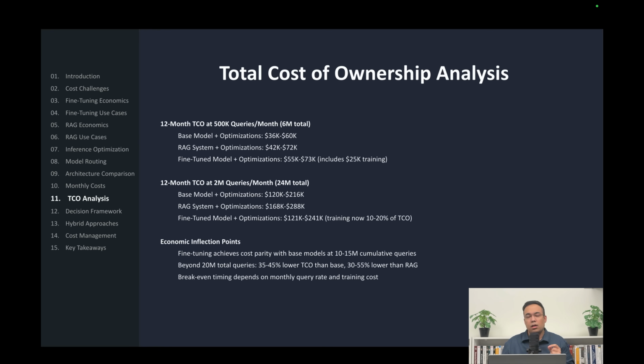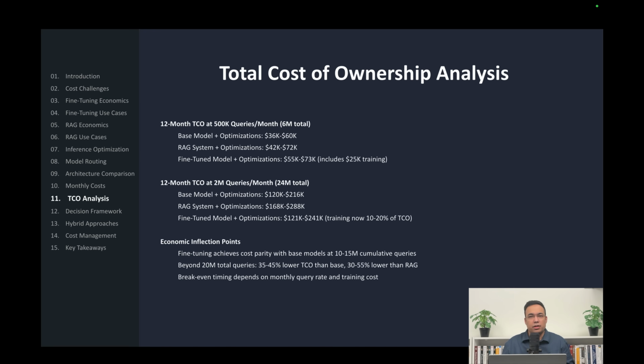So base model plus optimization costs $120k to $216,000. The RAG system plus optimization costs $168k to $288k. The fine-tuned model plus optimization costs approximately $95k to $165k. At this volume, the $25,000 training cost has been fully amortized and represents only 15 to 25% of your total cost. Fine-tuning now shows a clear cost advantage.